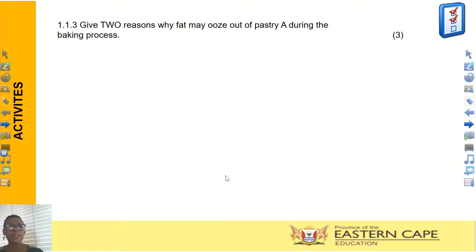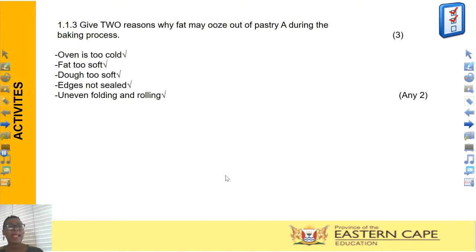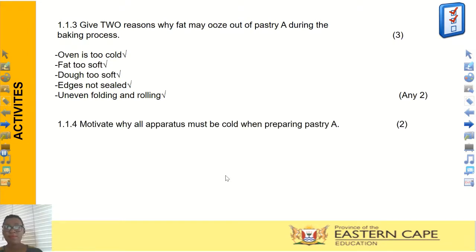Okay. The next question. Give two reasons why fat may ooze out during the baking of pastry A. The answers will be: the oven was too cold, the fat was too soft, the dough was too soft, the edges were not sealed properly, and uneven rolling and folding. Can you see how our lesson is actually coming together with these questions?